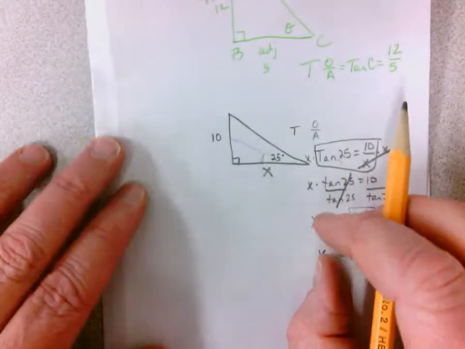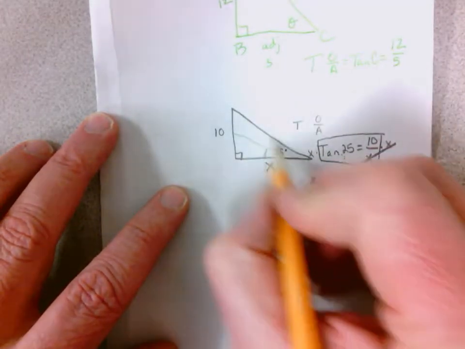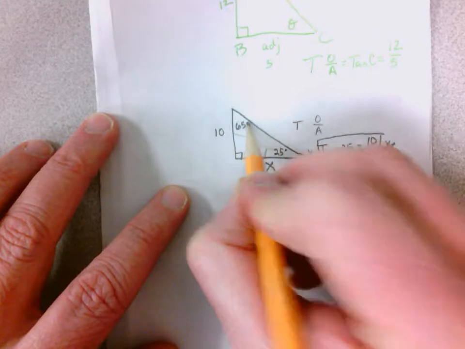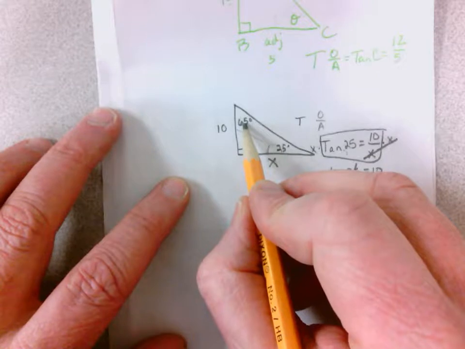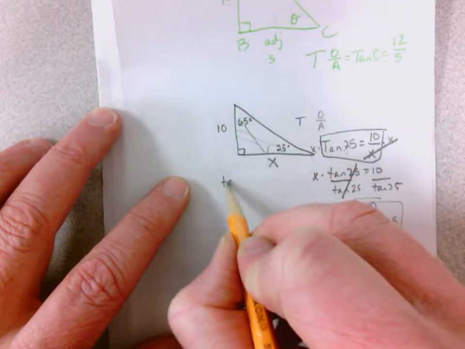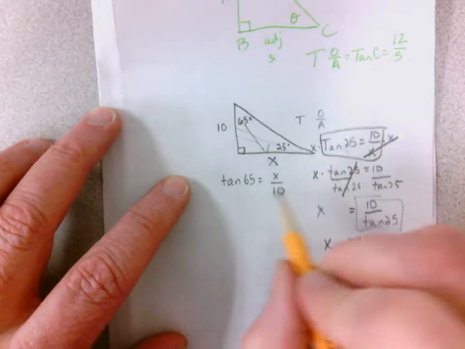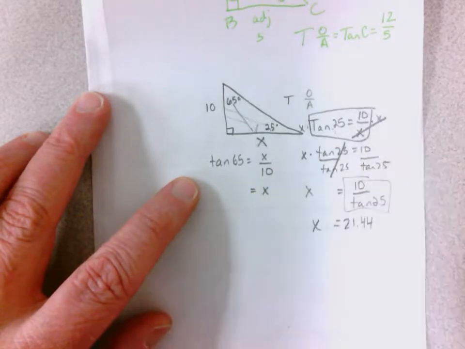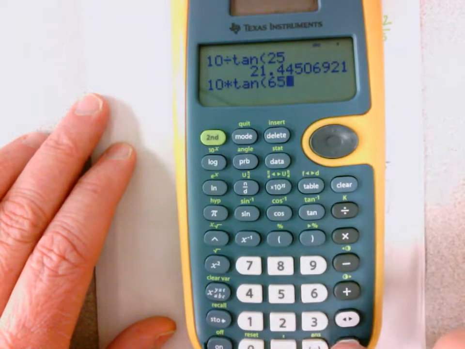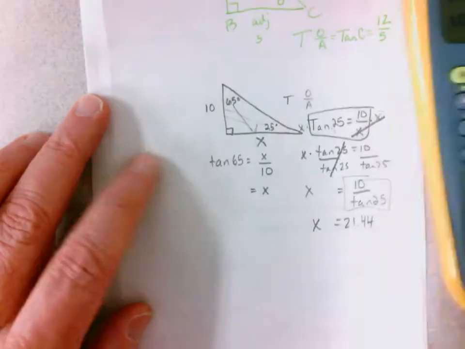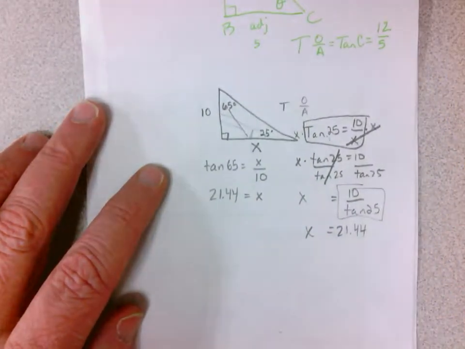The other way you can do a problem like this, if you don't like that method, if I know this is 25, this has to be 65 because they add up to 90. So in this case, I could look at tangent here, opposite over adjacent. And now my x is in the numerator. So I can just multiply by 10. But I'm using 65 this time. And I get the same answer. So if the x is not where you want it, you can find the other angle to help you solve it.